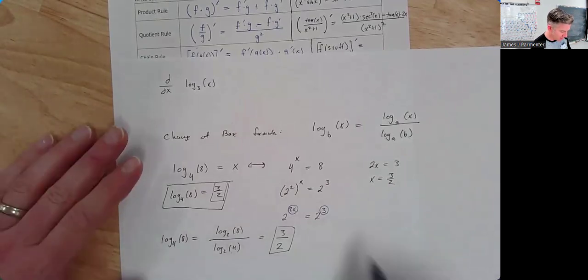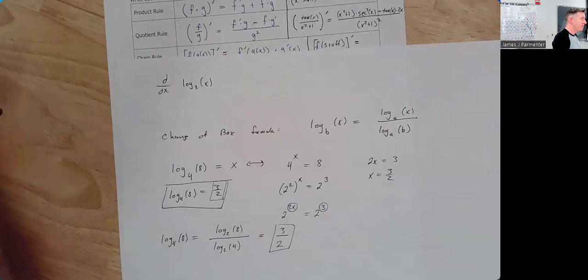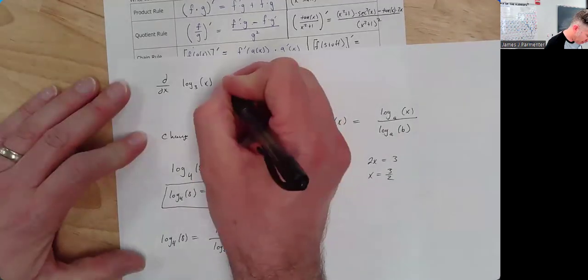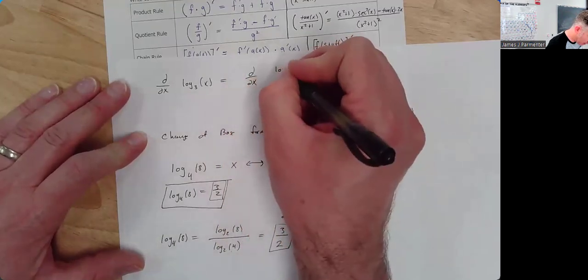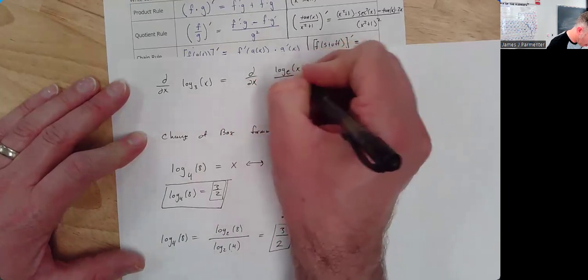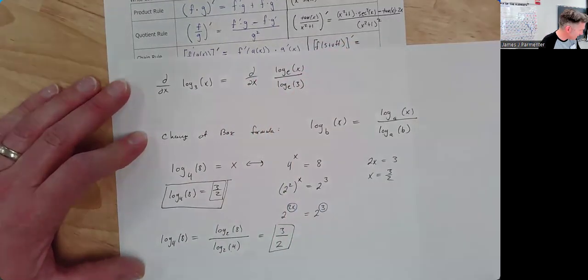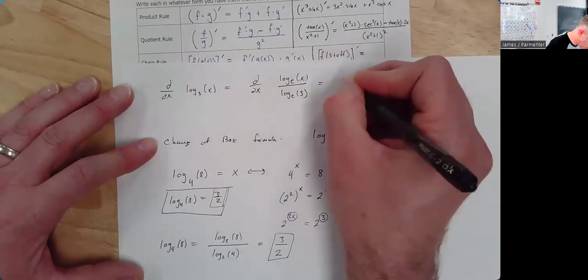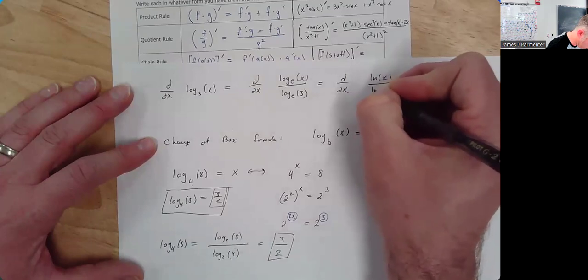But then what we can do is say, well, log base 3 of x, the base I would really like to have is the base e, the natural base. So I could totally rewrite this as the derivative of log base e of x over log base e of 3. But nobody writes log base e. I should write this as the derivative of the natural log of x over the natural log of 3.